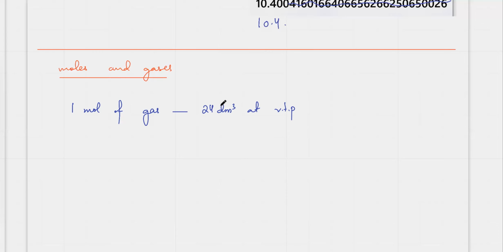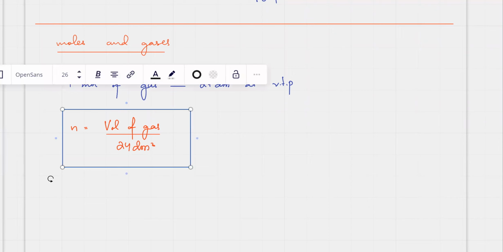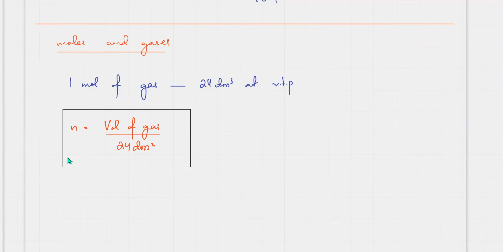So you can either keep on using ratios by looking at the moles of gas to figure out the volume of gas, or you can use this formula, which is moles is volume of gas divided by 24 dm³. Remember, this formula is for gases only. It will solve your ratios, but you have to be quick. If you're given the volume of gas, you divide by 24 immediately to find moles. If you're given the moles and asked to find the volume of gas, you multiply by 24 and you'll find the volume of gas.